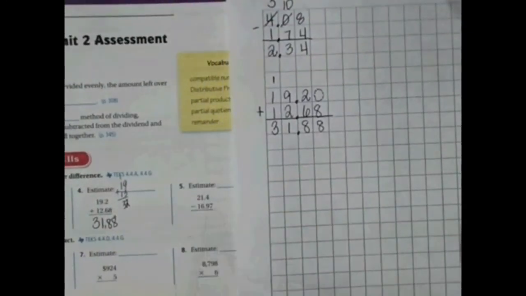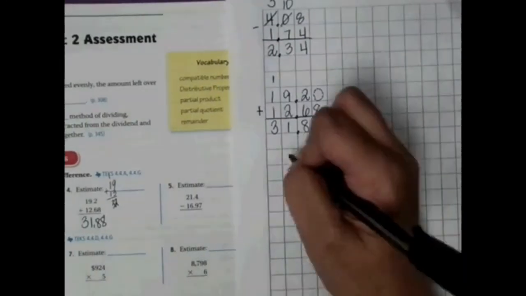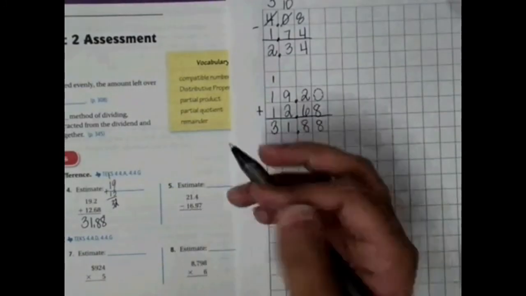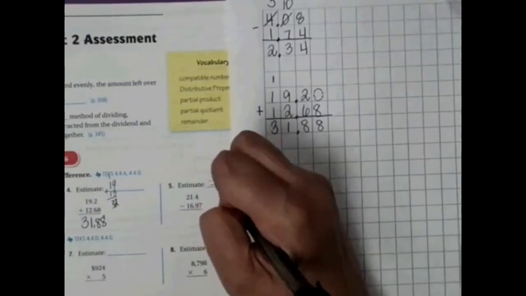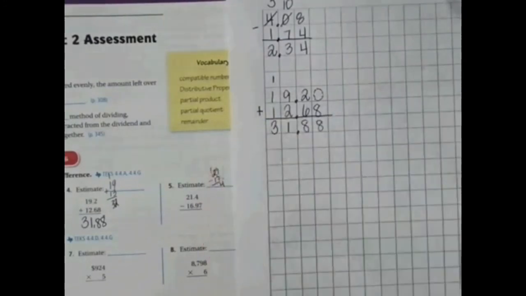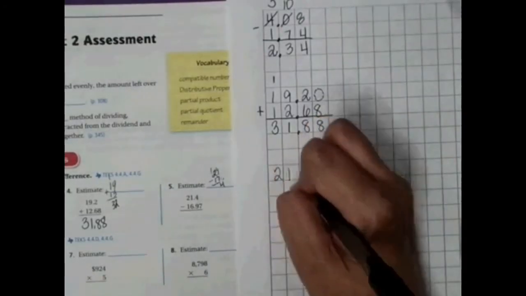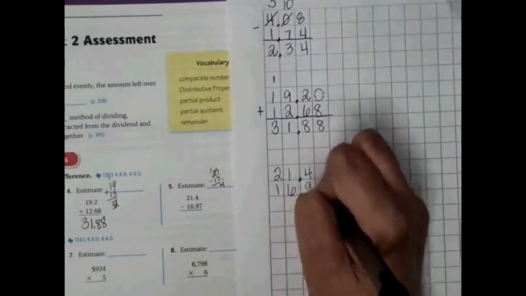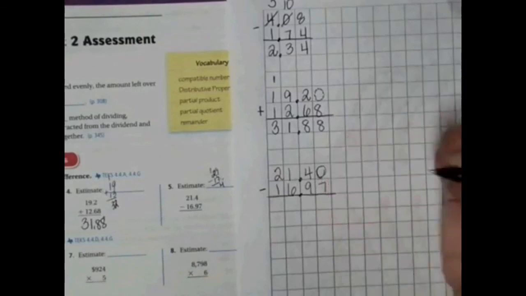Okay, and then last one, number 5. Estimate. That's about 21 minus about 17. So around 4 should be my answer. So here we go, 21.4, 16.97. Remember to line them up.